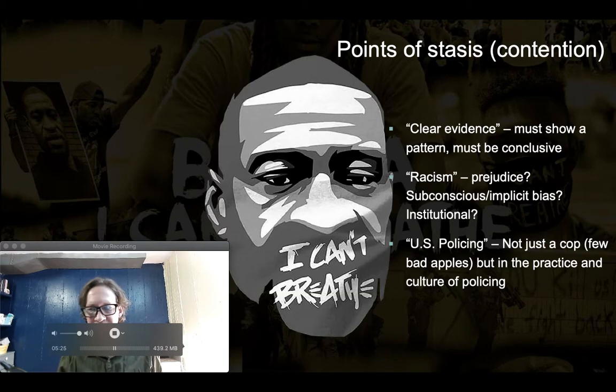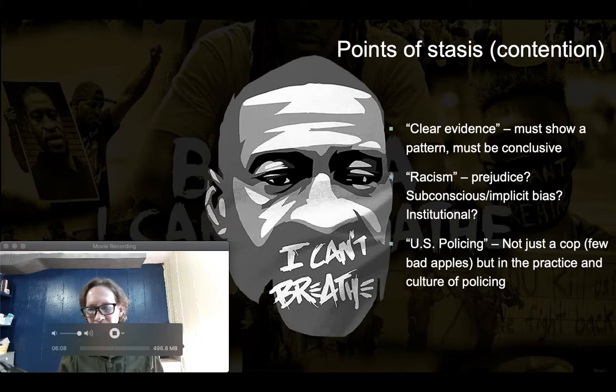The third point of stasis is about policing, and I chose the word policing instead of police carefully, so that the negative can argue that it's just a few bad apples. Yes, there's some racist police, but policing as a practice and a culture is not racist. Maybe there are policies in place in police departments that prevent racist practices. So you can make that argument. Or you can say that most cops are not racist, and therefore U.S. policing in general is not racist.